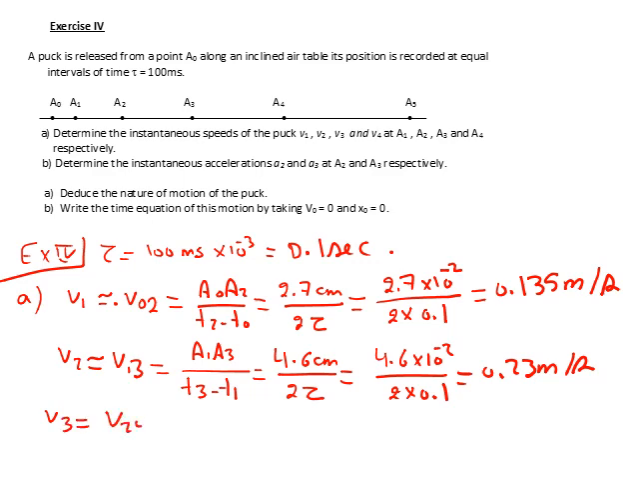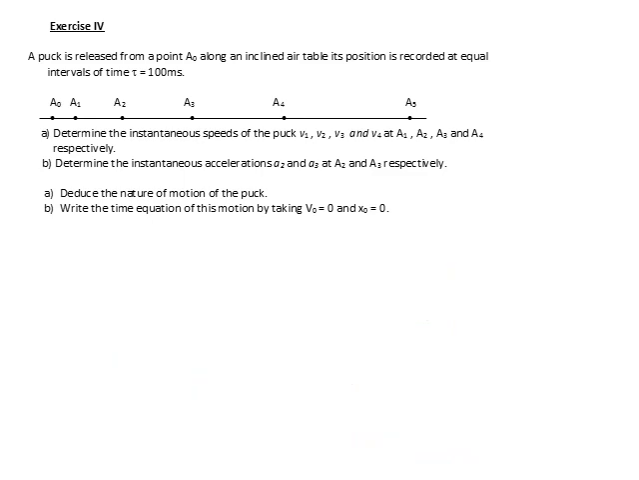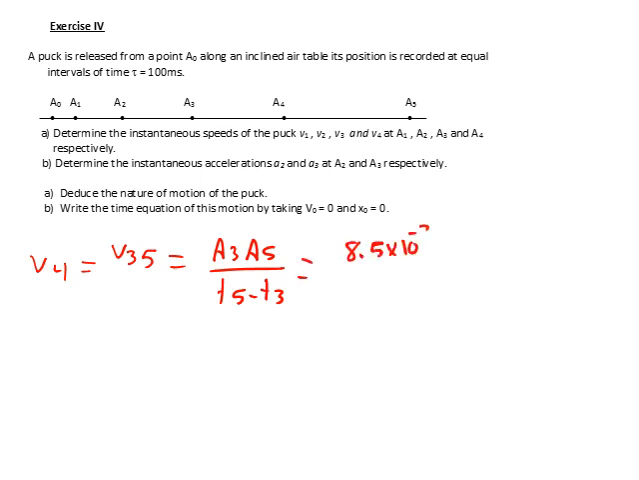V3 equals V24 equals A2 A4 over T4 minus T2, equals 6.3 times 10 power minus 2 over 2 times 0.1, equals 0.315 meter per second. Now V4 equals V35 equals A3 A5 over T5 minus T3, equals 8.5 times 10 power minus 2 over 2 times 0.1, equals 0.425 meter per second.